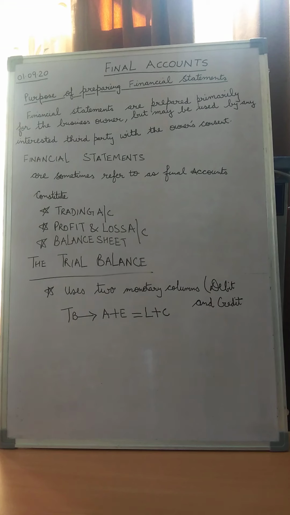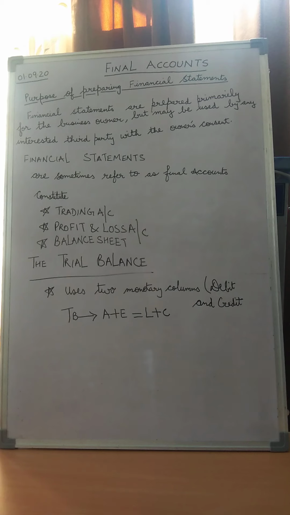Today, we are going to start off with a new chapter, that is final accounts. Children, before we proceed further, we need to know what is the purpose of preparing these financial statements. Financial statements, children, are prepared primarily for the business owner but may be used by any interested third party with the owner's consent. Now, why do we need to have these financial statements from the point of view of different people who are related to the business?